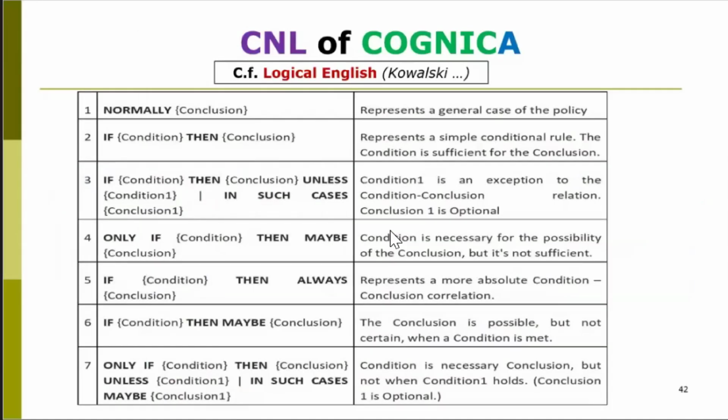So here is this controlled natural language of COGNICA. Look how simple it is. At the moment, we are debating whether we should add extra forms of language here or not. This is the same question: are there general preferences that can capture any preference in human language? So these are the ones. They have the if-then, only if, they have this exception, if-then conclusion, unless condition one, in such cases that. They have modalities, maybe and always. Okay, and that's it.